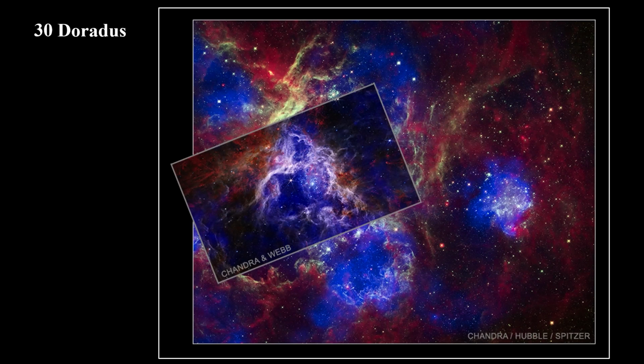And 30 Doradus is also a star formation region. This one is located in the neighboring galaxy, the Large Magellanic Cloud. It's also known as the Tarantula Nebula. It is the largest and brightest region of star formation in the local group of galaxies. This region has also been extensively imaged by missions in every wavelength.